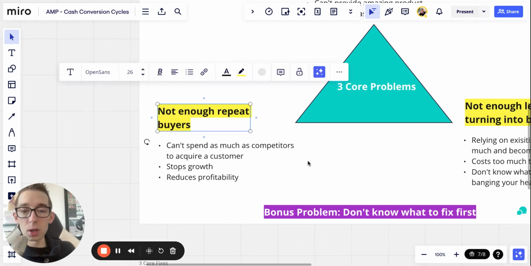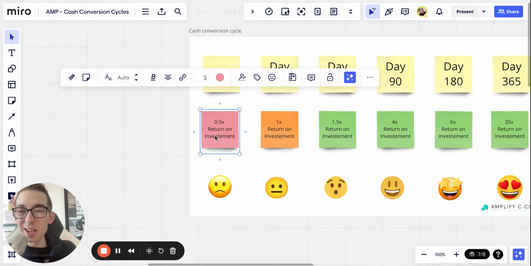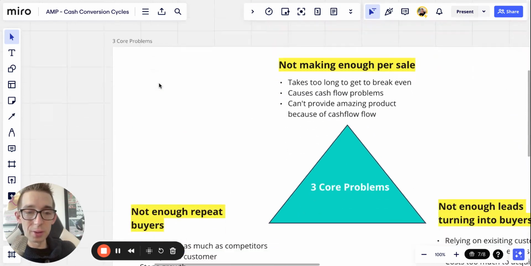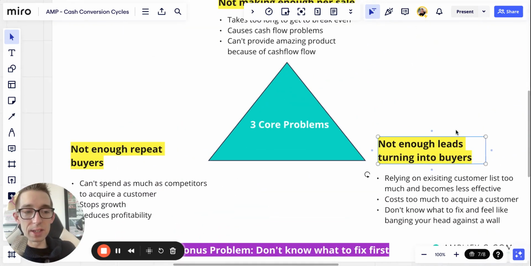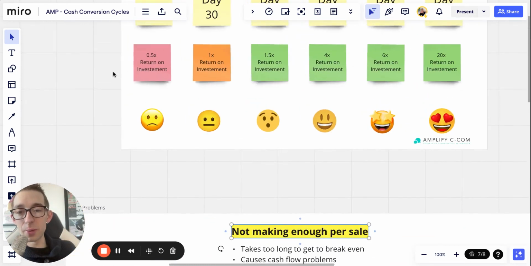And then you've also got not getting enough repeat buyers. So this is all about the lifetime customer value. So it's great if you're making money on the first sale, but if they're not buying from you over and over again, then your cash conversion cycle, let's say on day one, yeah, great, you make a 2x because you figured out this problem and you've converted enough leads into buyers and you're making enough per sale to get a 2x return on investment.